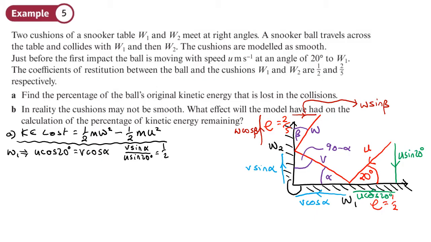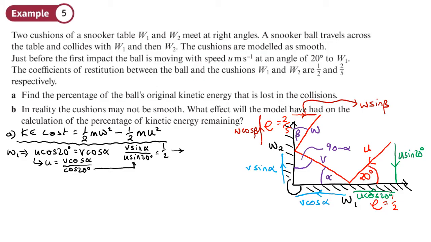Now I basically want to eliminate u from the equation because I want v and alpha, that I can then use those to work out beta and w. So if I take this equation and say u equals v cos alpha over cos 20, I can substitute that for u in here, and that will give me the equation where I've eliminated u.